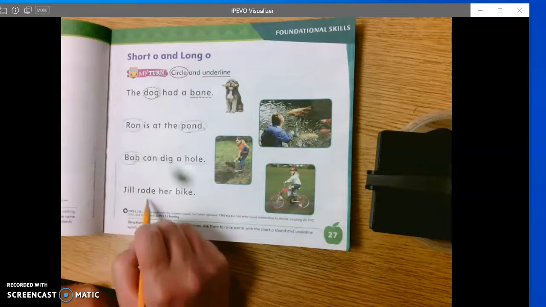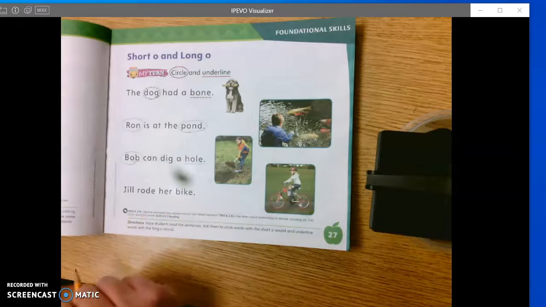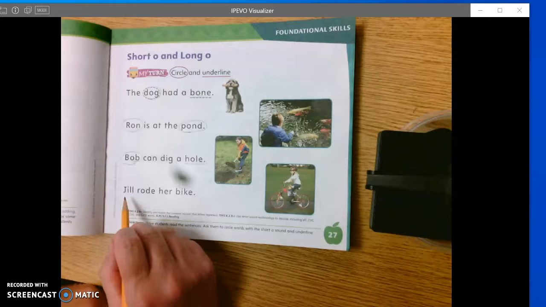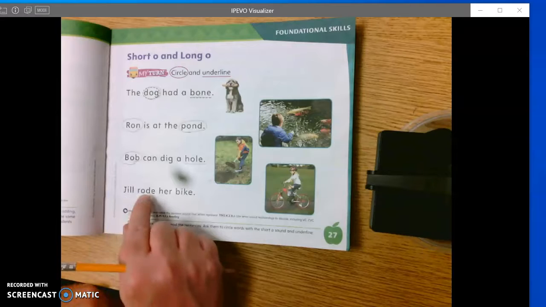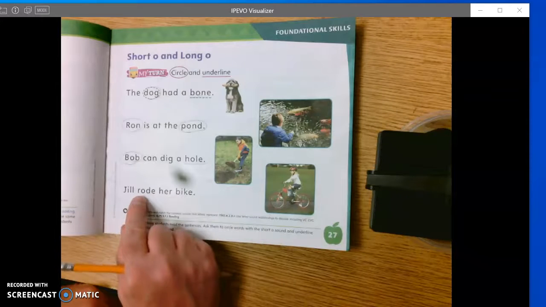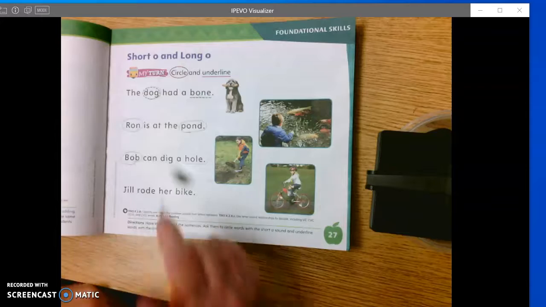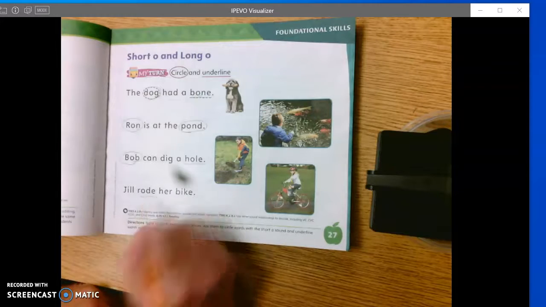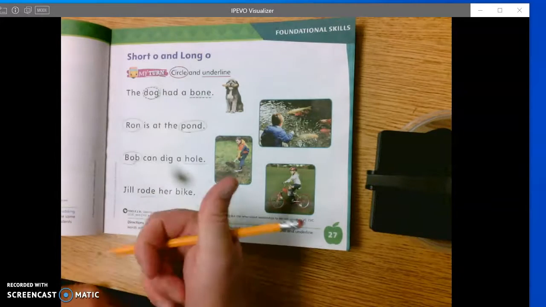Jill rode her bike. I heard a word with an O sound in here. Not Jill, it's rode her bike. R-o-d. O. Is that long or short? That is long. Long O sound. We're underlining that. Very good, boys and girls.